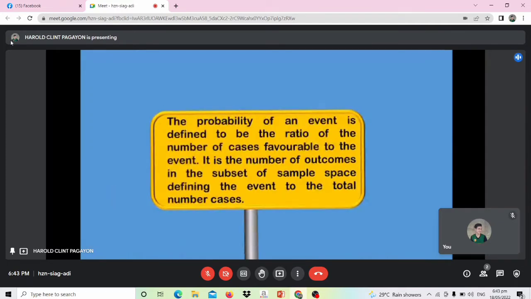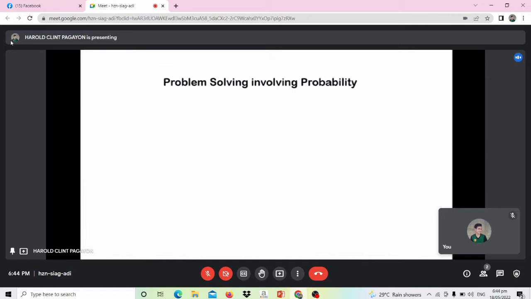The probability of an event is defined to be the ratio of the number of cases favorable to the event. It is the number of outcomes in the subset of sample space defining the event to the total number of cases. That's the probability. So we will go now to problem solving involving probability, which is the main topic of this session.